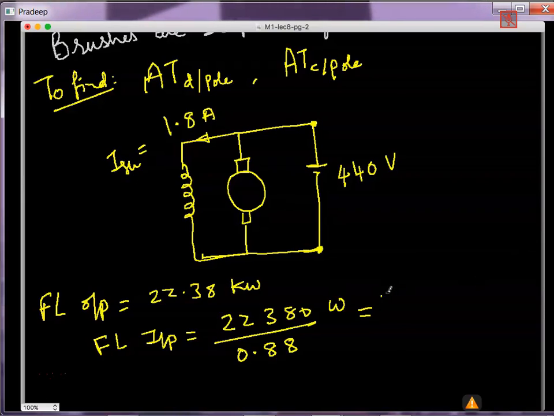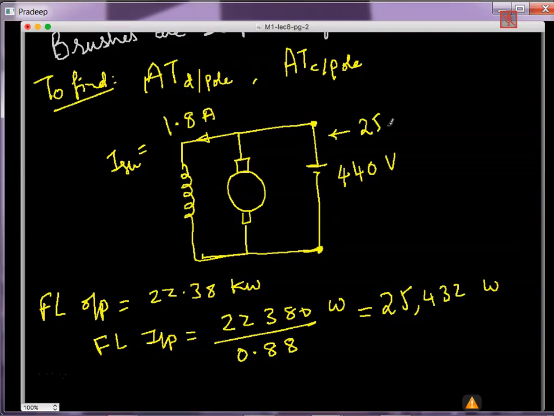So this is 25,432 watts. So that is the input here. 25,432 watts, this is the P in. So now I have P in and voltage, so I can find out what the current is here. How much is the current? Just input power divided by 440 volts. So that will give me 57.8 amperes of input current.